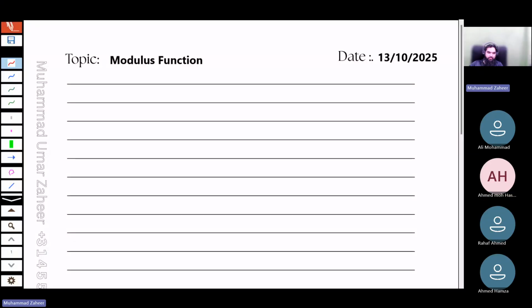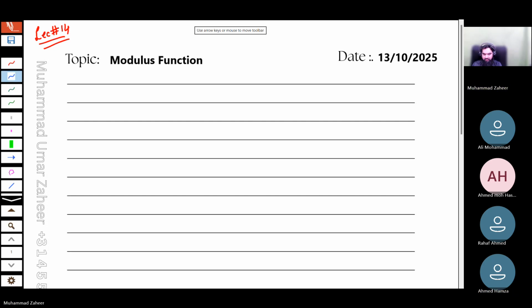Do you have an idea of what is meant by a modulus function? Anyone? Yes, a modulus function is a function whose answer is only positive, that gives only positive answers.